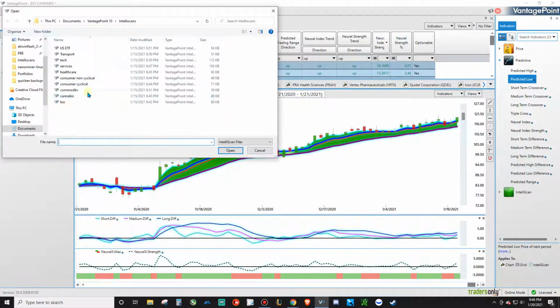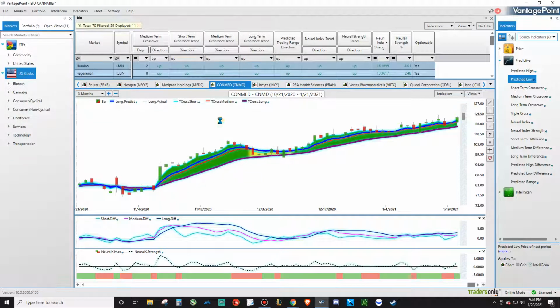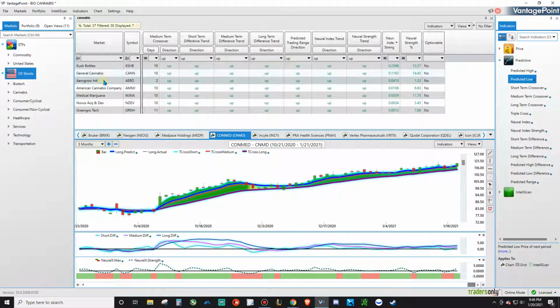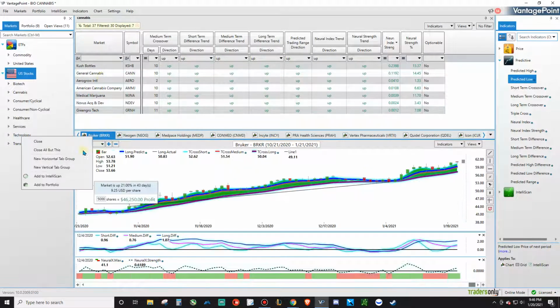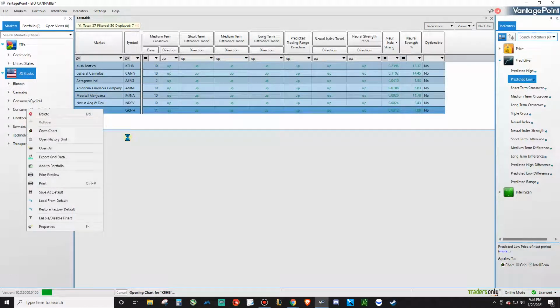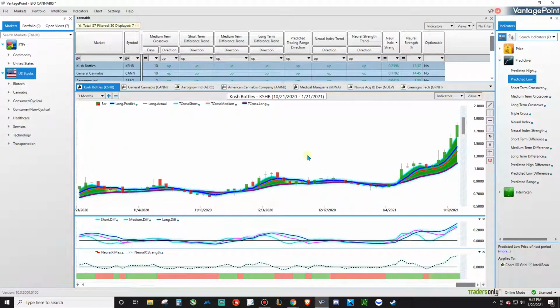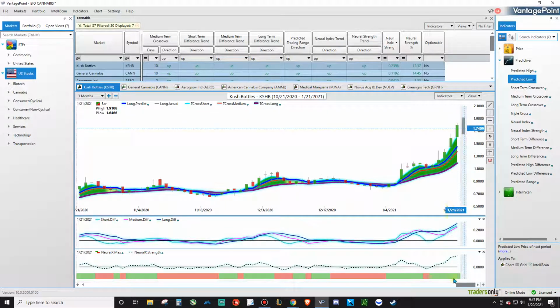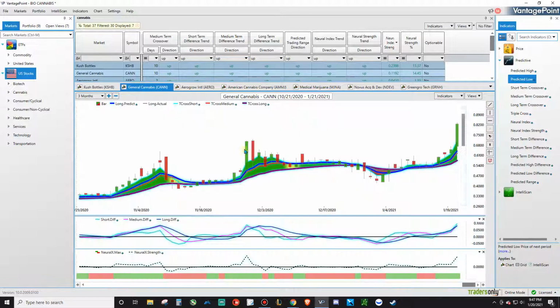Let's open up the cannabis scan, see if there's anything good in cannabis. Kush bottles, general cannabis. So you're just pulling up only cannabis stocks. And Kush bottles looking pretty nice. I was actually going to buy this the other day, and I wish I would have, because I was going to buy it around here. But it's still buyable, right? General cannabis, nice little penny stock for you.